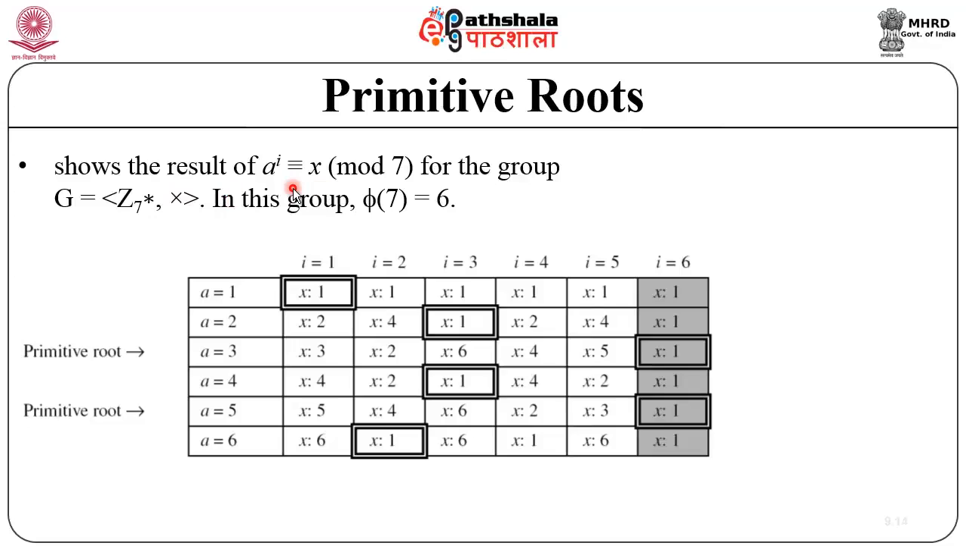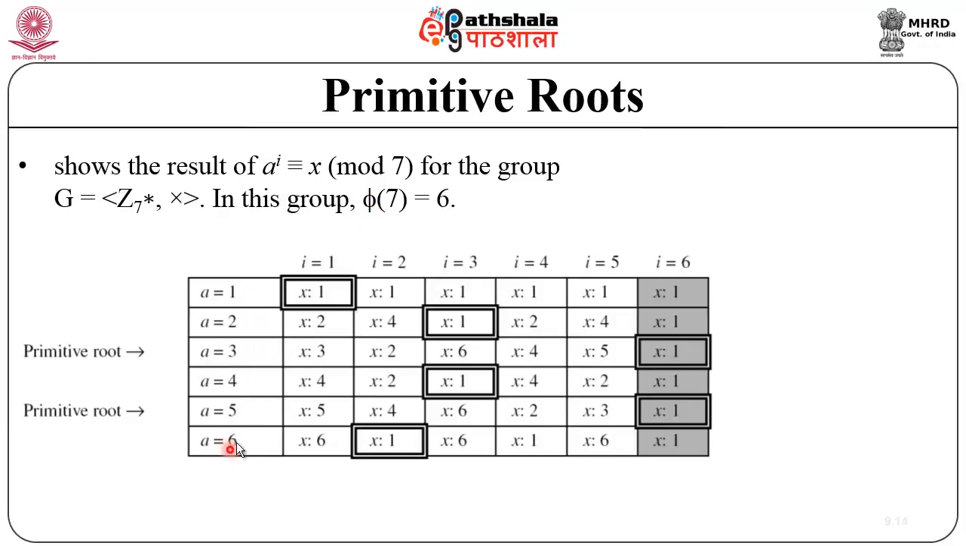If I take a^i congruent to x mod 7 for the group G equal to Z7 with multiplicative operation, in this group phi of 7 is equal to 6. We know that 7 is a prime number, so directly we can say the order of the group is phi of 7, equal to 6. Then I take all the elements in that particular group. For example, GCD of 1 comma 7 is equal to 1, GCD of 2 comma 7 is equal to 1, 3 comma 7.